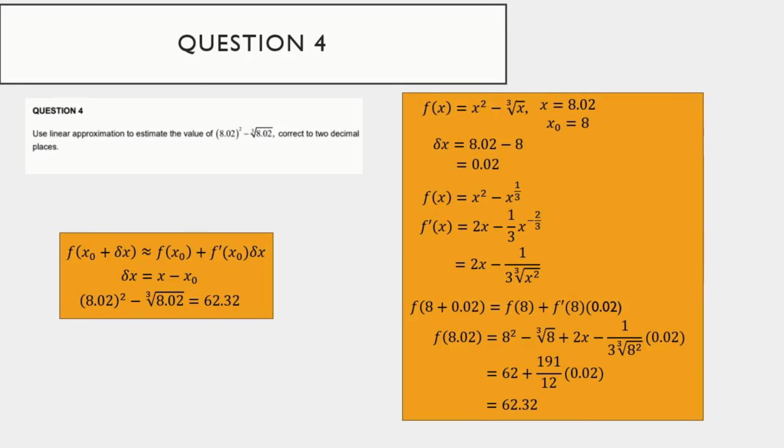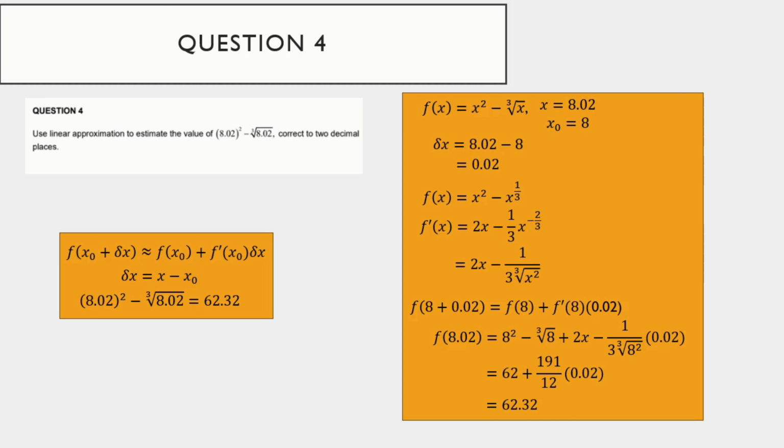First, we rewrite the expression as a single function f(x) equals x power of 2 minus cube root x. So x is the given value, which is 8.02, and x naught is a value close to the one we want to evaluate, which is 8. And dx is equal to x minus x naught. So 8.02 minus 8 is equal to 0.02.